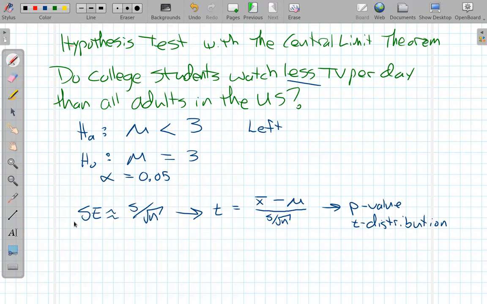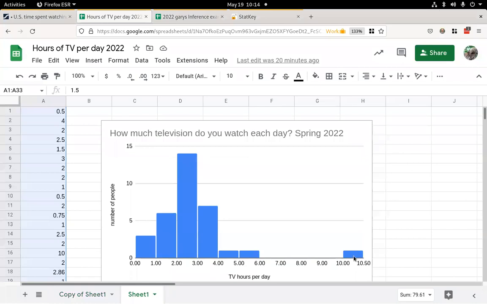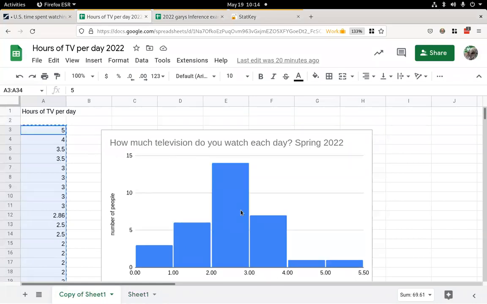So next thing we need to do is we need the sample information. So let's head over and get that. And links to these will be in the description of the video. So here I have, for my 2022 statistics students, their information here. And originally somebody had said they watched 10 hours per day. I think they meant per week. So I pulled that out in this version right here.